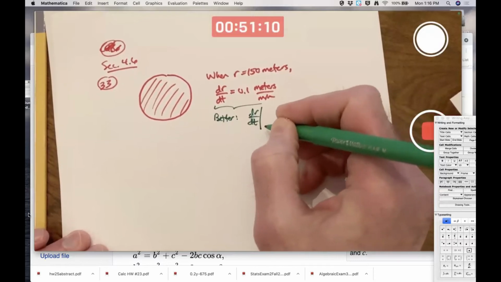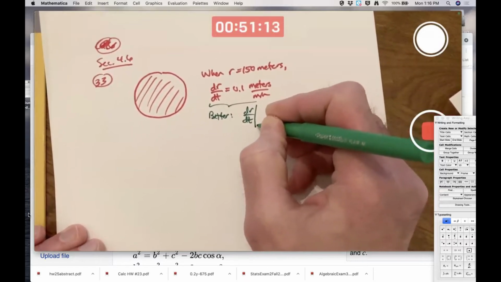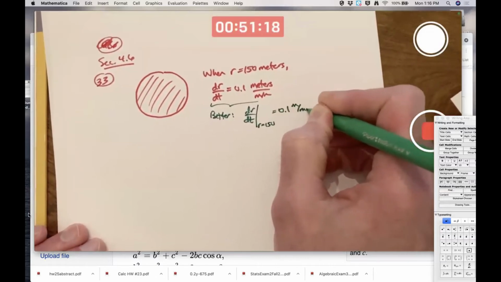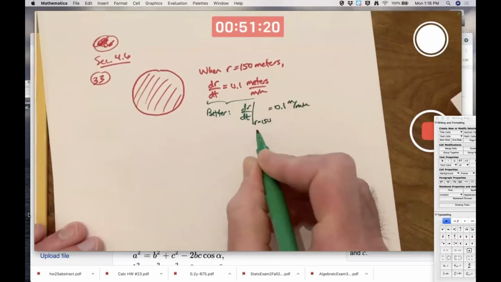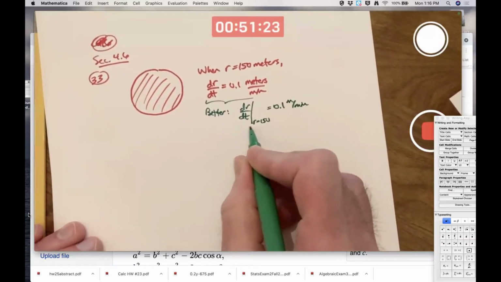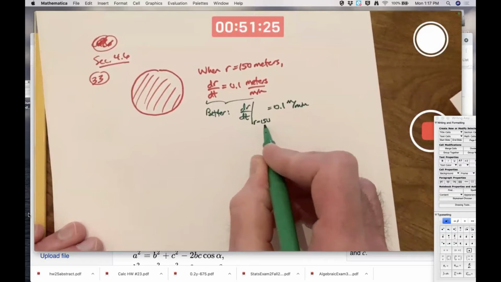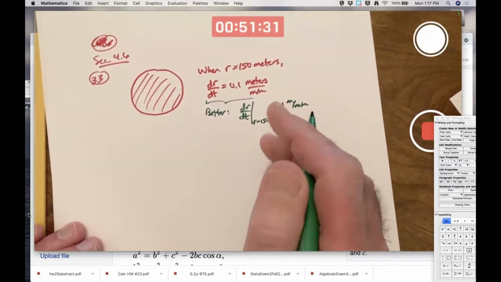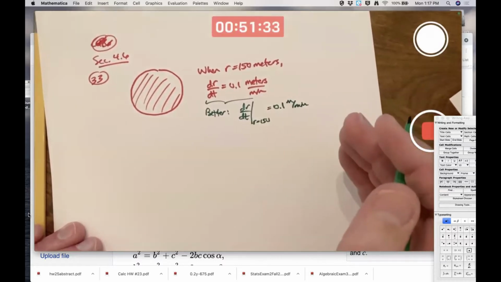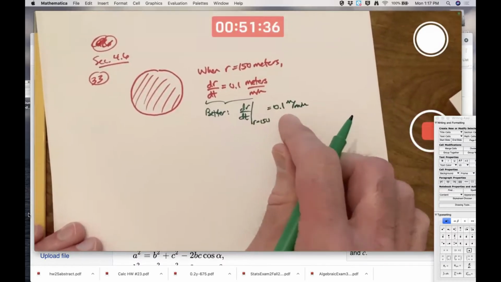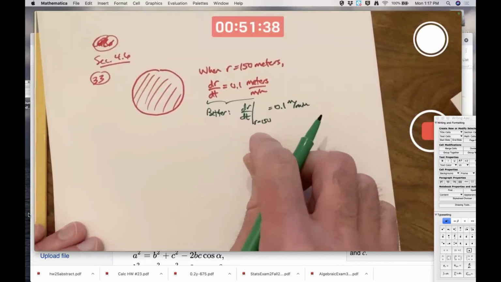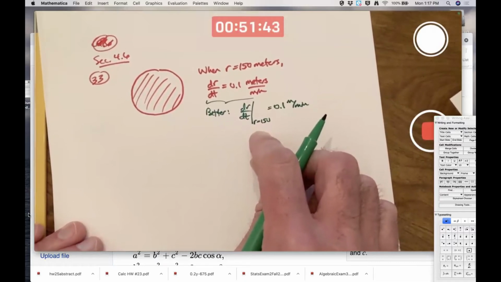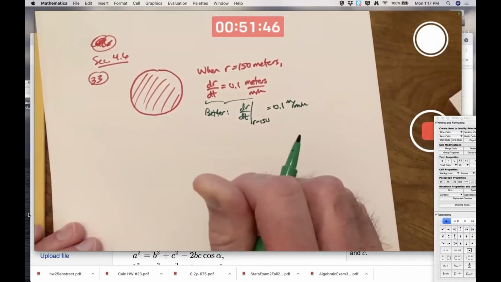evaluated at, well, this is a little funny, r equals 150, equals 0.1 meters per minute. It's a little funny because usually we put the time there, the independent variable. Now I'm putting the value of the dependent variable there instead. But it's still emphasizing that it's not just any old derivative that equals 0.1, but the derivative when r is exactly 150. The derivative at some other value of r could be something different. This is not necessarily a linear function.